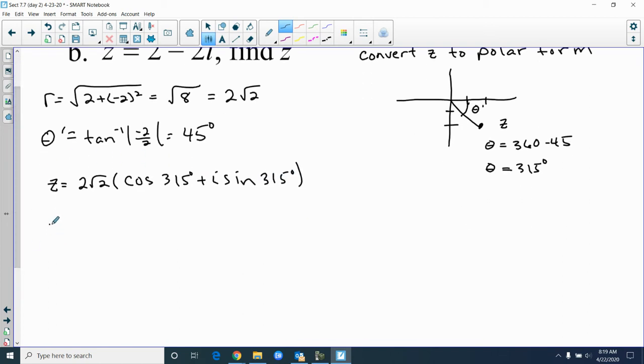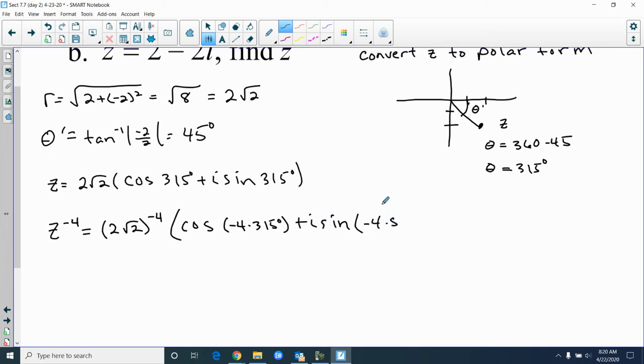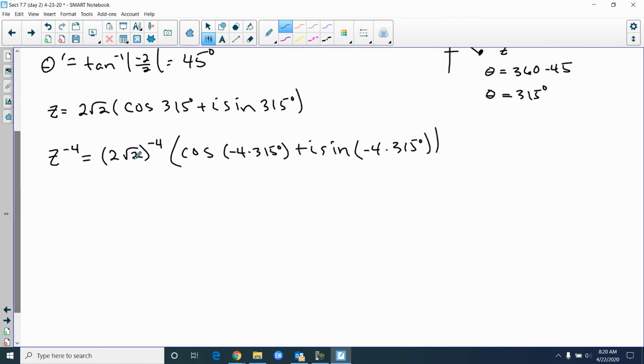Now we want to figure out what z to the negative fourth is. So that's going to be 2 square root of 2 to the negative fourth power, cosine of negative 4 times 315 plus i sine of negative 4 times 315. All right, well, what is 2 square root of 2 to the negative 4th? That is 1 over 2 square root of 2 to the 4th.